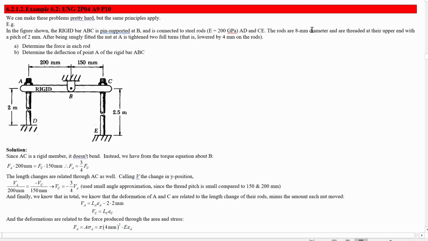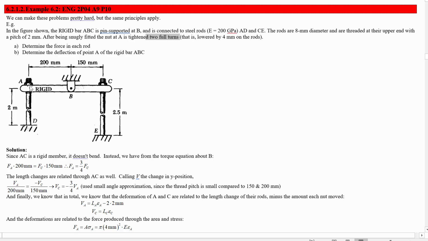The rods are 8 millimeters in diameter, so not very wide rods, and they're threaded at their upper end with a pitch of 2 millimeters. This means per rotation of this nut, it's going to move down by 2 millimeters. Okay, after being snugly fit, the nut at A is then tightened 2 full turns for good measure. Why not, right? Okay, so what's that going to do? It's already snug, and then we tighten this 2 more turns.